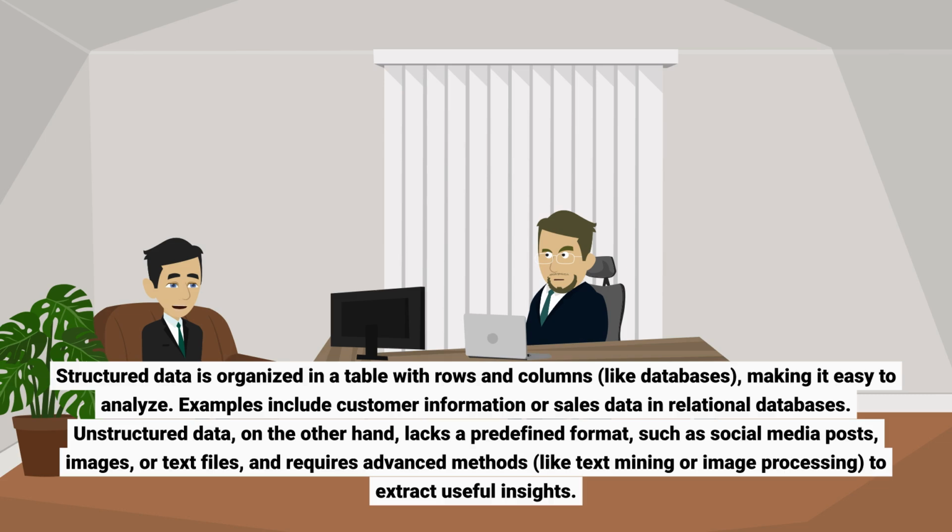Can you explain the difference between structured and unstructured data? Structured data is organized in a table with rows and columns, like databases, making it easy to analyze. Examples include customer information or sales data in relational databases. Unstructured data, on the other hand, lacks a predefined format, such as social media posts, images, or text files, and requires advanced methods, like text mining or image processing, to extract useful insights.